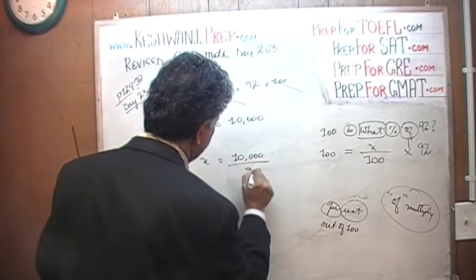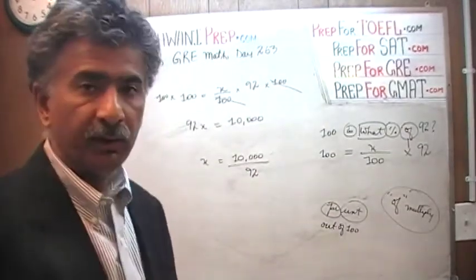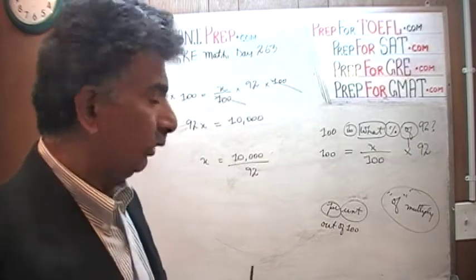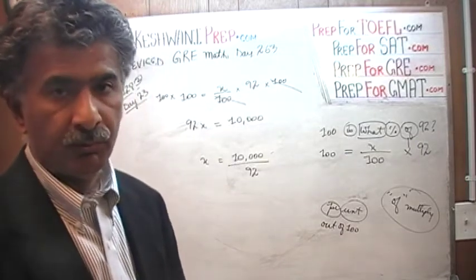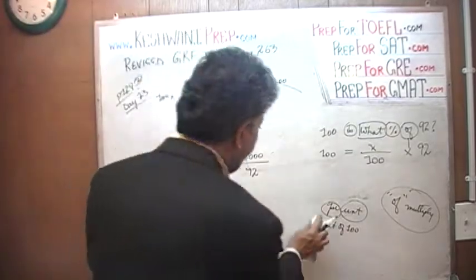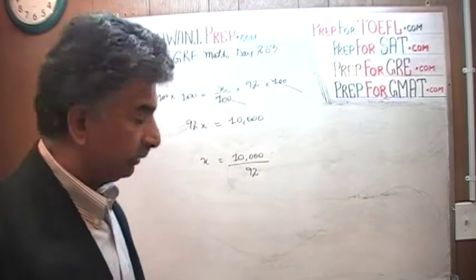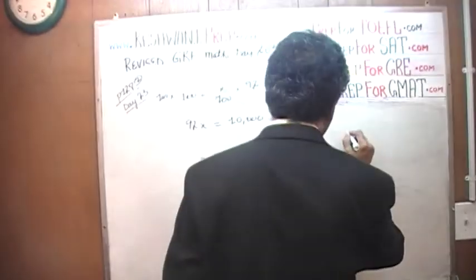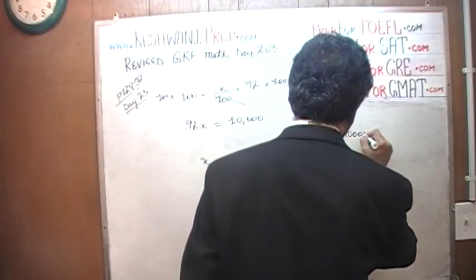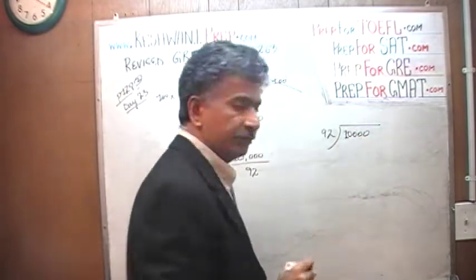10,000 over 92. Now you have two choices. You can divide out 10,000 by 92 the long way, and later on I'm going to show you the grown-up method. Let's first do the baby method, okay? The baby way would be to simply do it out, the longhand. 10,000 divided by 92. So let's do it, shall we?